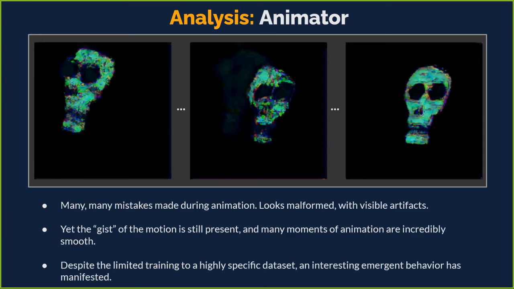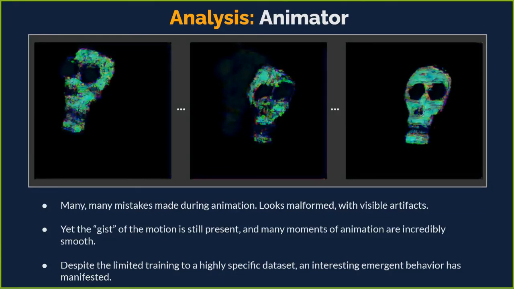Now let's analyze the Animator. As we clearly saw, there were many mistakes made during the animation. It's very malformed, there's lots of visible artifacts, but the gist of the motion is still present. There's still this general idea that the animator learned that it's moving from this position to this second position. And there are even many other instances in the animation where it animated them perfectly, where it got the movement down just right.